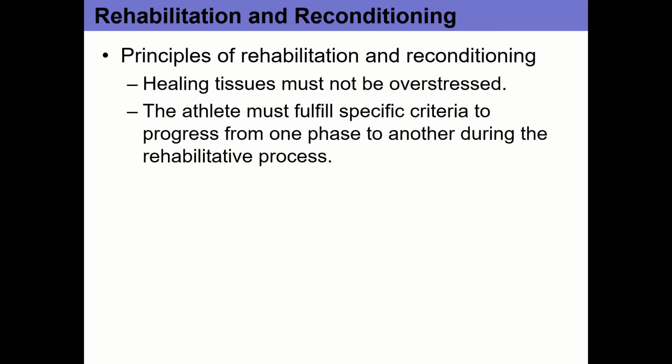The second thing on there is that the athlete has to fulfill specific criteria to progress from one phase to another. A lot of what we do from a rehab standpoint is the athlete has to check certain boxes to move on to the next phase of their rehab. For example, I wouldn't have an athlete do balance exercises before they had a certain amount of strength. My go-to example for this whole talk is going to be a lateral ankle sprain, which is your typical inversion ankle sprain.